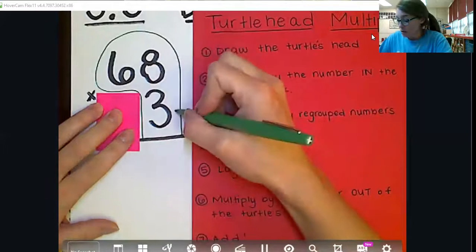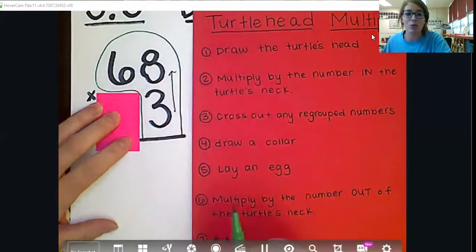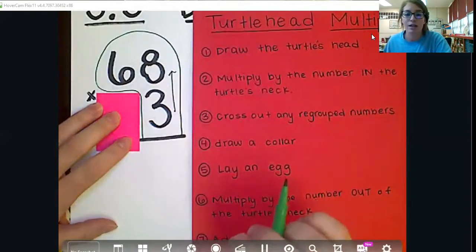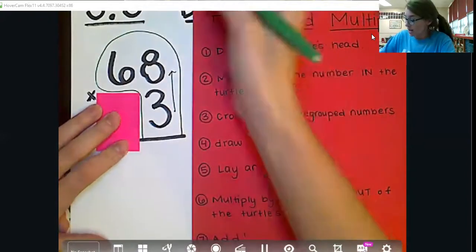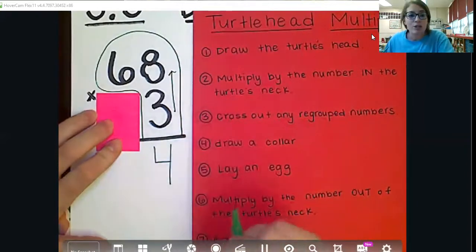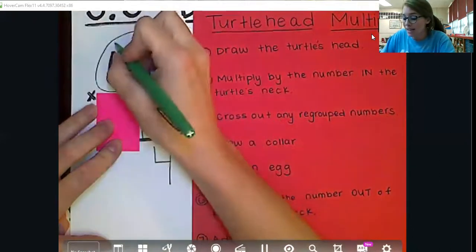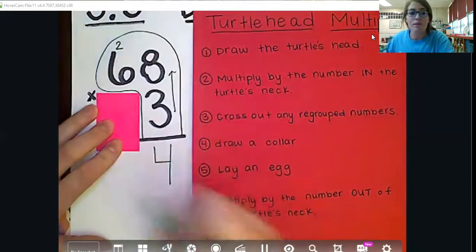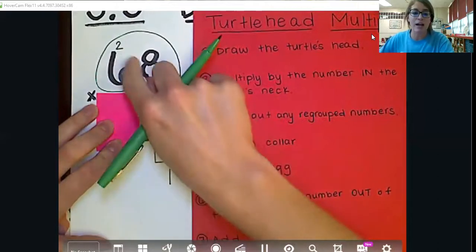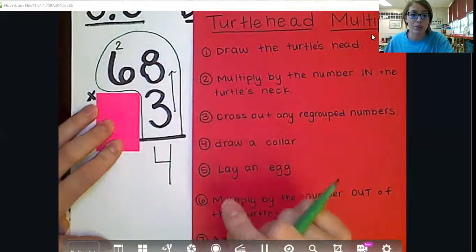So we're going to start by multiplying our 1s times our 10s. What is 3 times 8, boys and girls? Good job. 24 is correct. I'm going to put my 4 down here. And where does that 2 go? Right on top of the 6. I'm going to make sure that I put it inside of the turtle's head so that I can keep it organized with what I'm multiplying and when I'm multiplying it, okay?